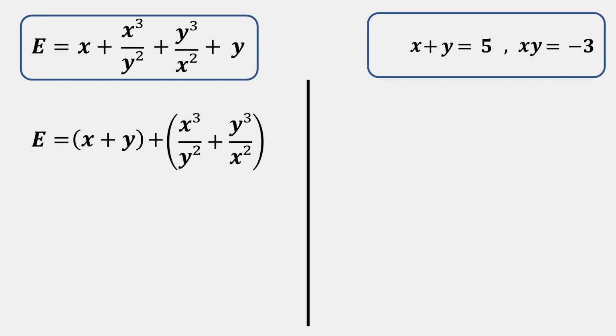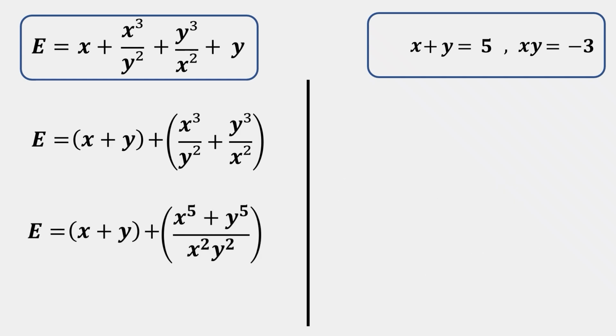Now our full expression becomes E equals x plus y plus x to the power of 5 plus y to the power of 5 over x times y squared. That's a much neater structure, just two big parts. We already know x plus y equals 5, and we know x times y equals -3. Computing x to the power of 5 plus y to the power of 5 directly would be hard. Instead, we use a recurrence pattern.